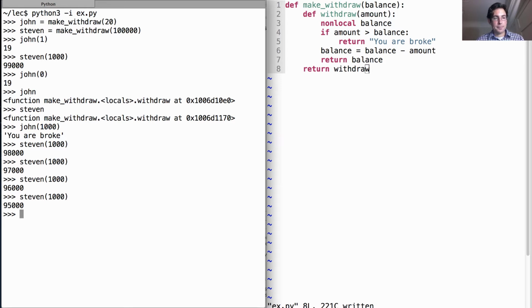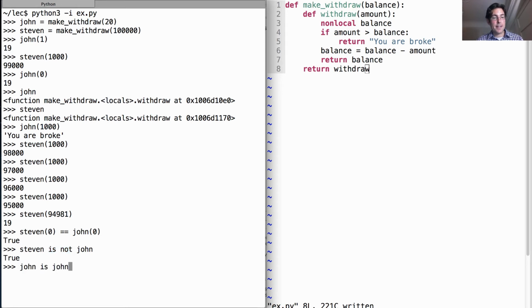So if we switch back to our example, Steven has $95,000 left. John has 19. So let's say Steven actually spent $94,981 of his dollars. So now Steven and John both have the same balance. If we look at that balance, we'll find that they're equal. However, Steven's bank account is not John's bank account. They're different objects. We saw that they're different objects because they printed out slightly differently, but is and is not are operators to actually test whether two things are the same or not.